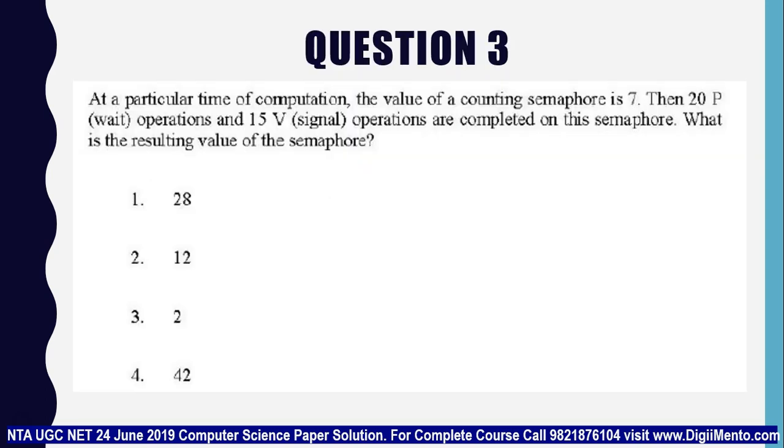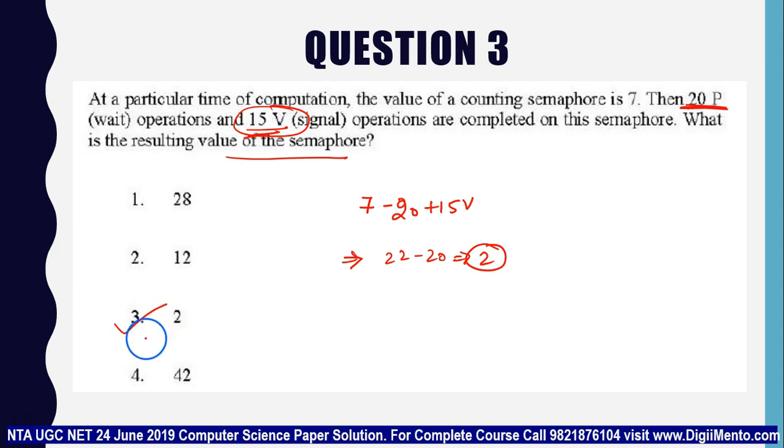Next question, this is from operating system subject, and again it is a very simple question from semaphores, synchronization in operating system. They are saying that the value of counting semaphore is 7, and then we perform 20 P operations and then 15 V operations. If you perform 20 P operations, that means you are going to subtract 20 from this, and if you are performing 15 V operations, that means you are going to add 15 on this. They are asking, after this entire operation, what will be the resulting value of the semaphore? The resulting value of the semaphore is 22 minus 20, which is equal to 2. So the correct answer here is option number 3.